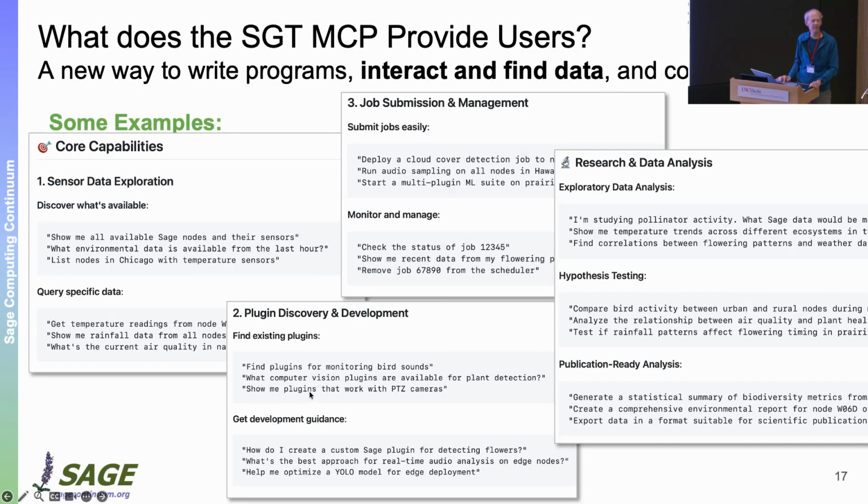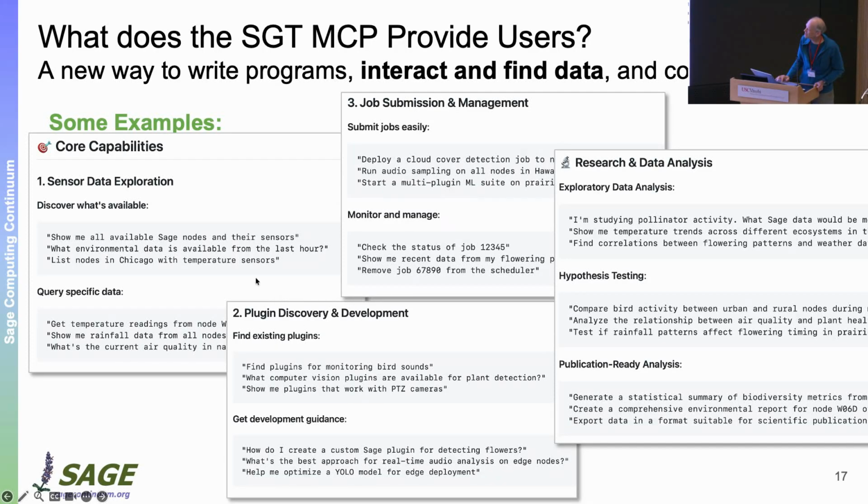Or you're curious about that pan tilt zoom feature I showed. So you'd say, show me some plugins, those are the names for codes that run at the edge, that work with pan tilt zoom cameras. And then it would show you the code repository and you could start looking through that.